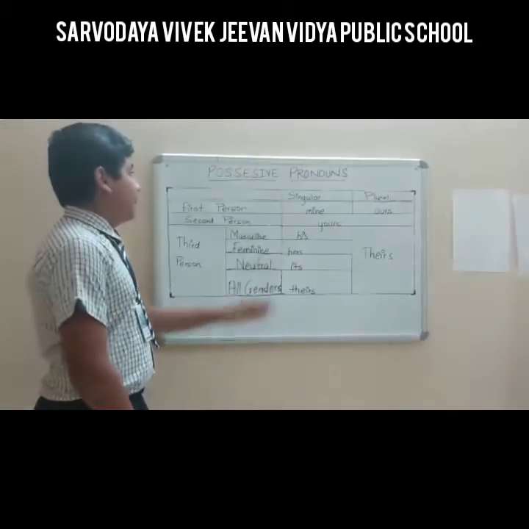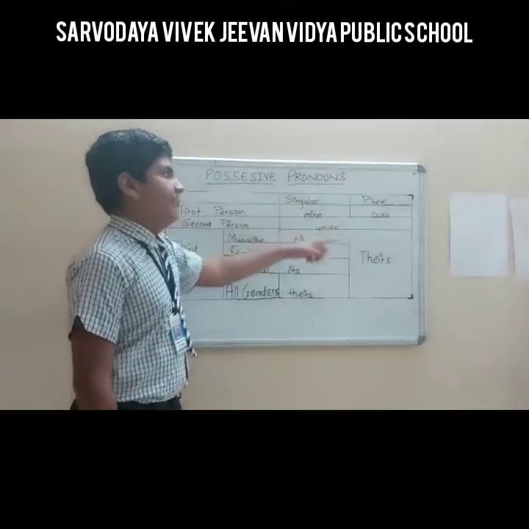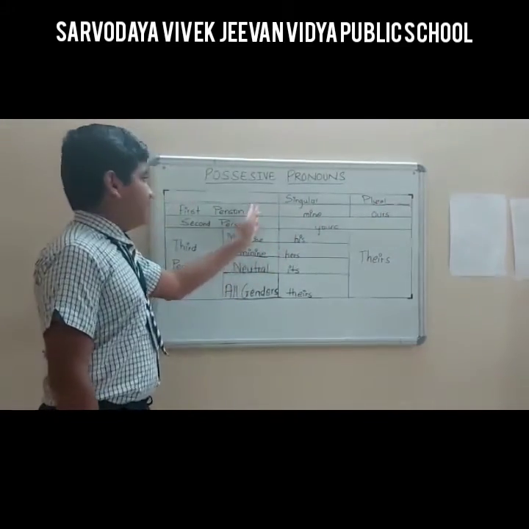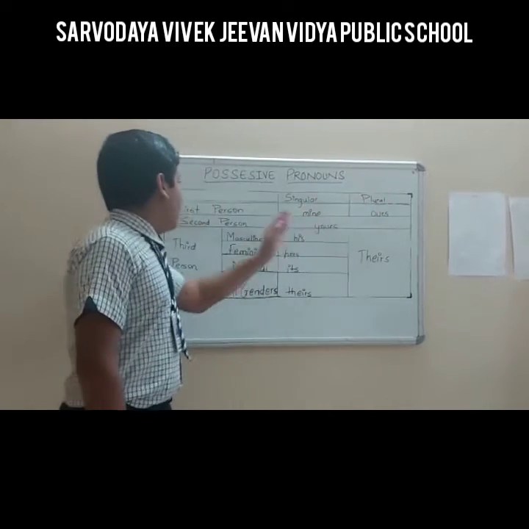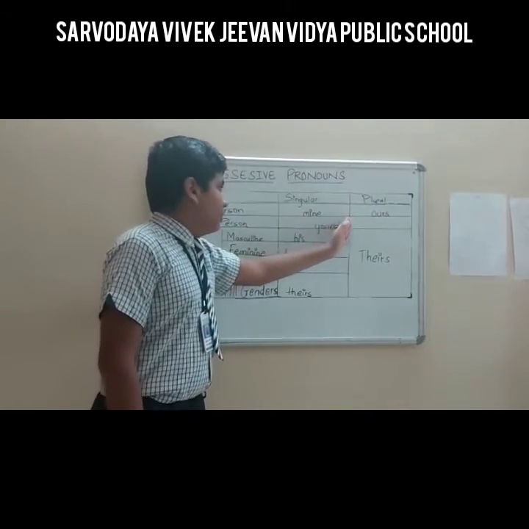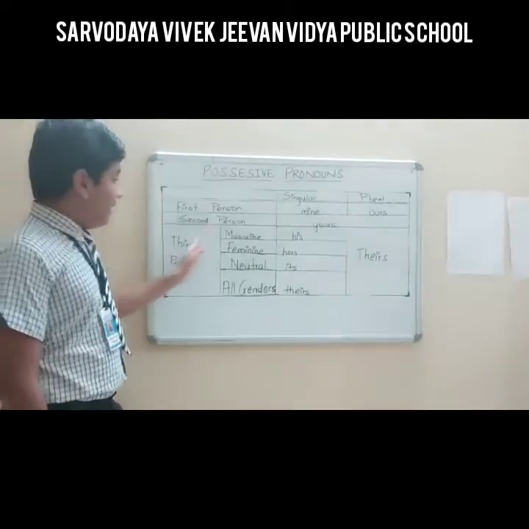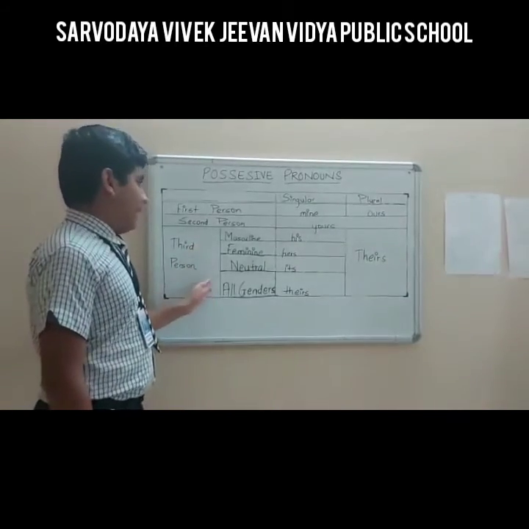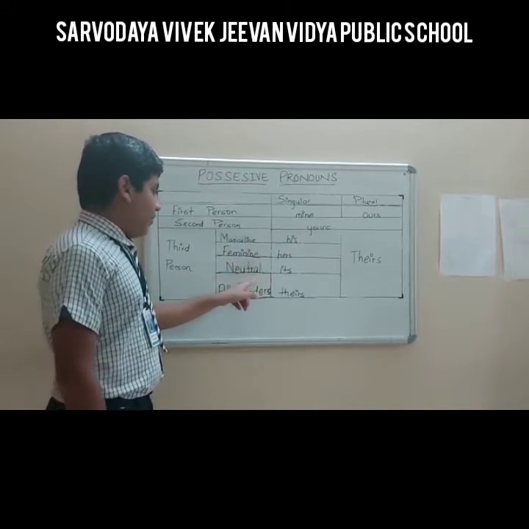So let's see the first person. The singular form of the first person is mine. The plural form of the first person is ours. The singular and plural form of the second person is yours. The third person has been classified into four types: masculine, feminine, neutral and all genders.